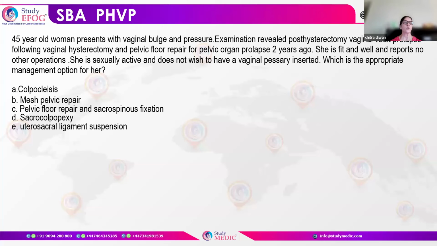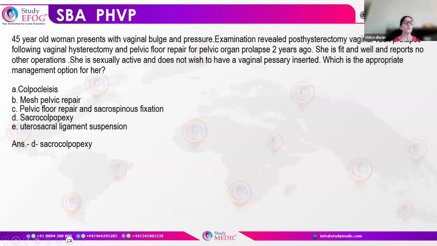She is sexually active, okay? Colpocleisis would not be really good for her because that would completely obliterate the vagina. You can offer her a mesh pelvic repair. You can offer pelvic floor repair. Sacrospinous fixation is an option, but remember she is sexually active, and this would lead to shortening of the vagina. Then you can offer her a sacrocolpopexy, or you can offer uterosacral ligament fixation. Out of this, uterosacral ligament fixation is not very routinely done.